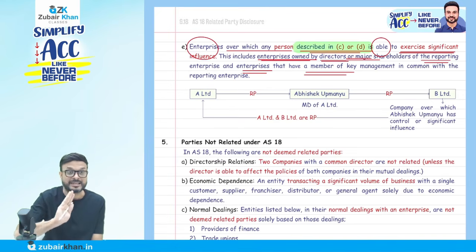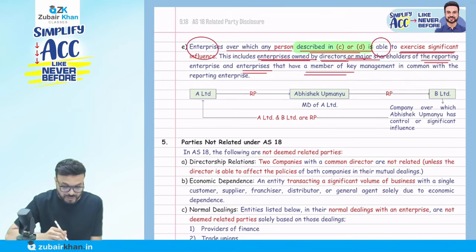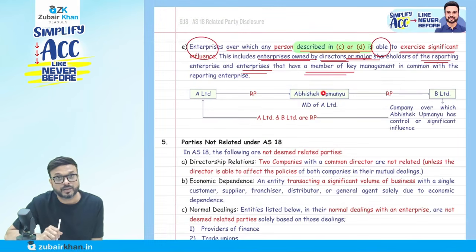They are talking about point D. You remember the key management person? So A Limited and Abhishek Upmanyu are related parties because Abhishek Upmanyu is the MD of A Limited. Now suppose Abhishek Upmanyu holds B Limited, a company over which he has control or significant influence. So are Abhishek Upmanyu and B Limited related parties? Yes. But the question is whether A Limited and B Limited are related parties. The answer is yes, because this MD can influence the decision.